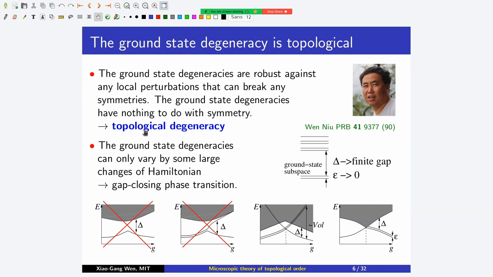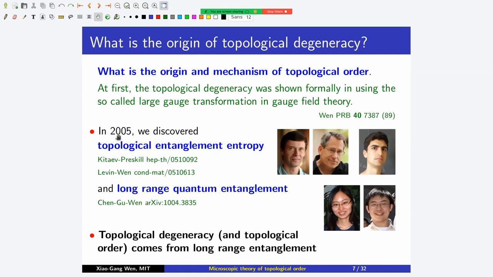Then the question is, what is it associated with? In 2005, we realized that this degeneracy, maybe topological order, may be related to entanglement. At the beginning, when we started studying topological order, at the end of the 1980s or the start of the 1990s, quantum information was not very popular, so we didn't think about entanglement. By 2005, quantum information became very popular, became a fashion. Then we thought, oh yes, entanglement actually plays a very big role here, so we should think about entanglement.